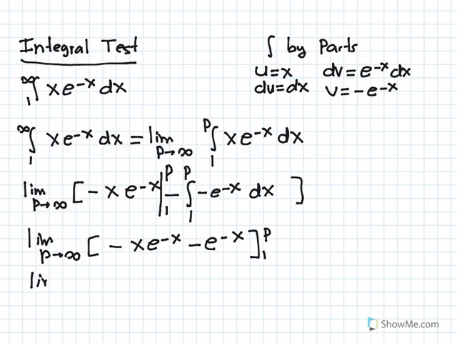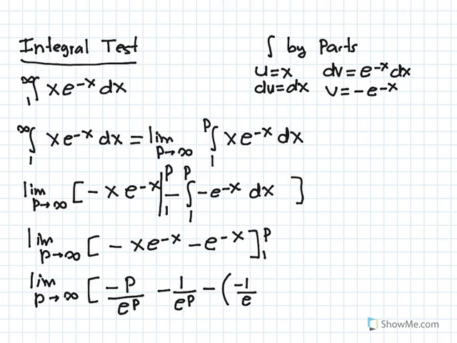Take the limit as p goes to infinity. Put the upper limit in, we get minus p divided by e to the p minus 1 over e to the p, applying the fundamental theorem of calculus, minus, put the lower limit in, put 1 in, we get negative 1 over e, minus 1 over e. Now, we know that this is going to go to 0 because the numerator, which is p, rises a lot slower than the exponential function in the denominator.